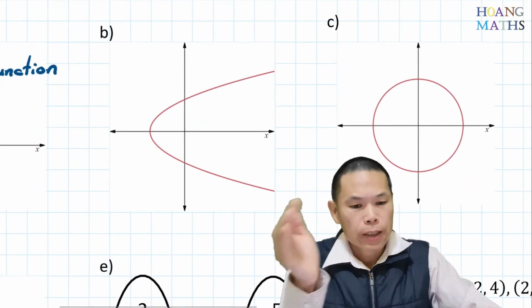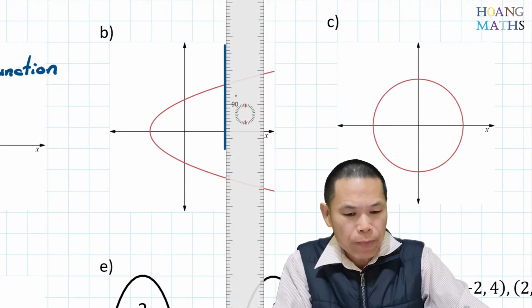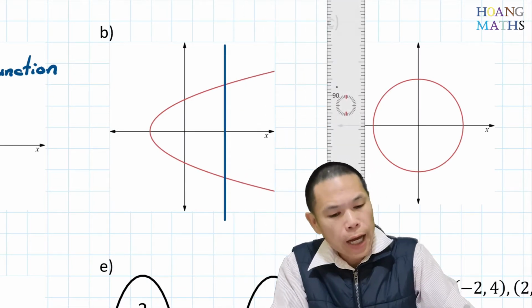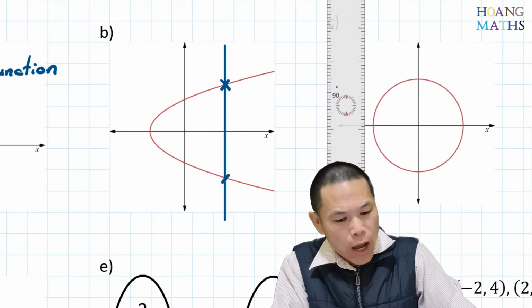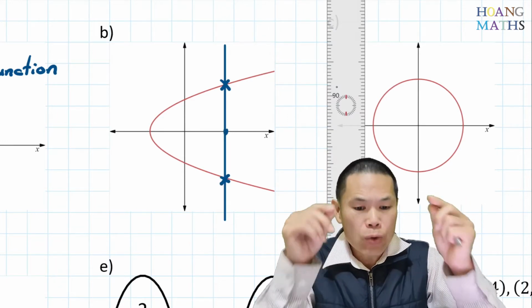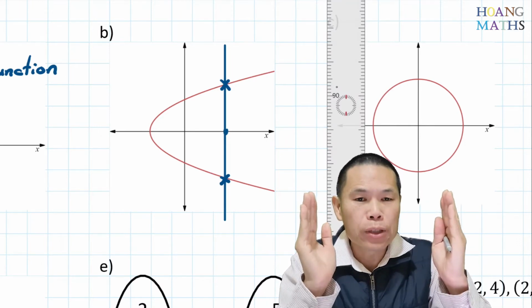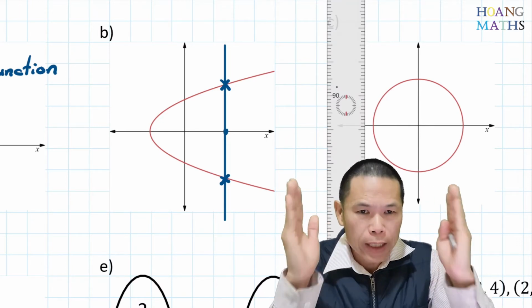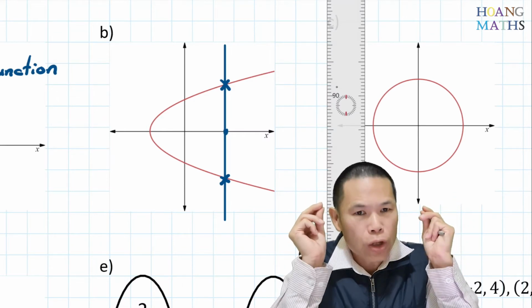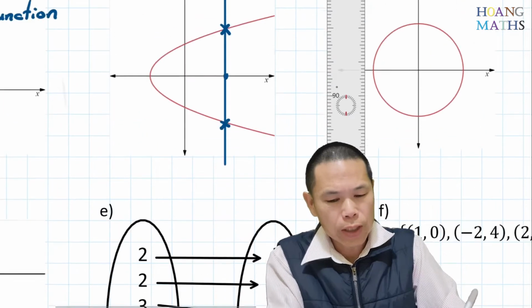Now for B, if you have a look, if I draw a vertical line down, you can see I cut the curve twice. In other words, we have one x value and two y values. So one input, two outputs. The vertical line cuts the curve twice, so therefore it's not a function. It is a relation. Let me just write this down.